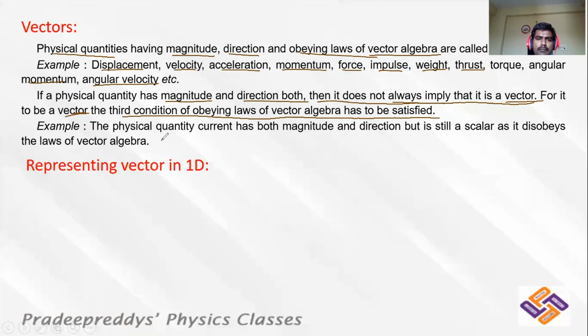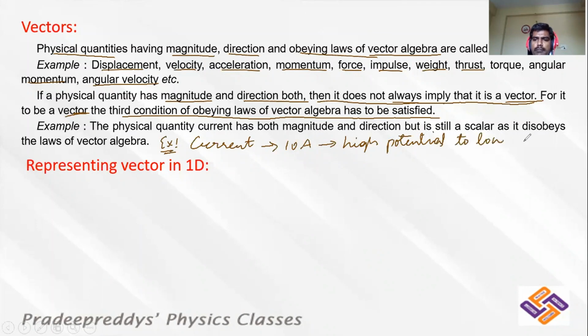For example, we have current. Current strength has magnitude, say 10 ampere, and current is always directional. It always flows from high potential to low potential. It is directional. Its direction is always pointed from high potential to low potential.